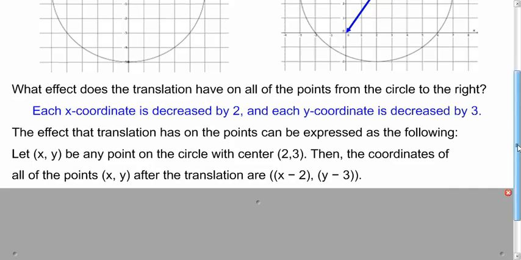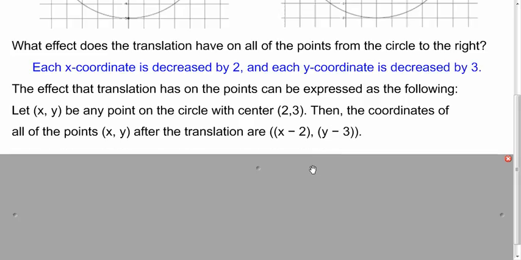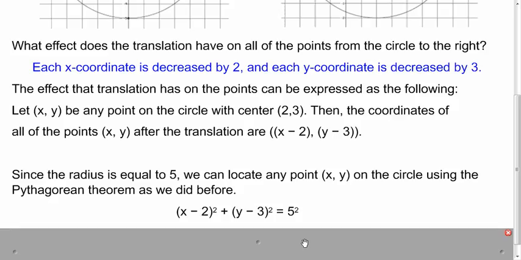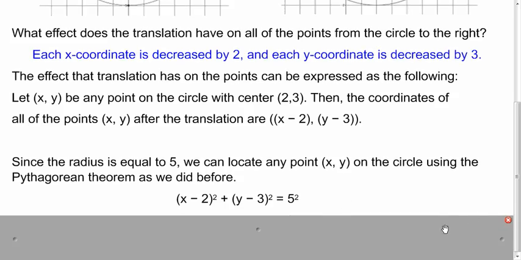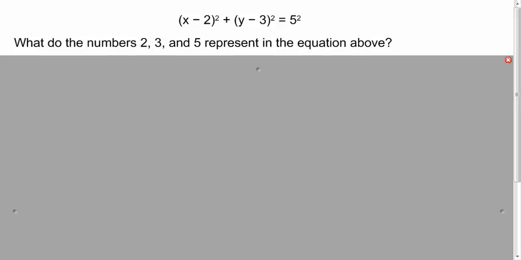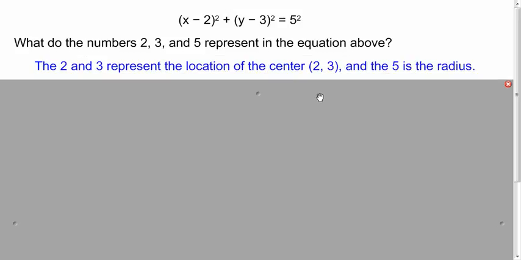And so if we don't know what point we're translating, we can just say we have x minus 2 and y minus 3. If we plug this into the Pythagorean theorem like we did before, we get an equation for the circle: the quantity x minus 2 squared plus the quantity y minus 3 squared equals 5 squared. Any point we pick on our second circle has to satisfy this equation. So what do the numbers represent from our problem? Well, the 2 and the 3 represent the center, and 5 the radius.